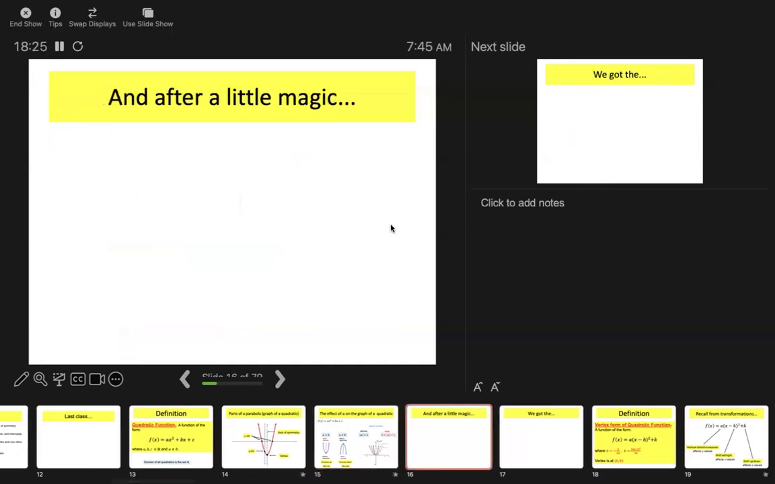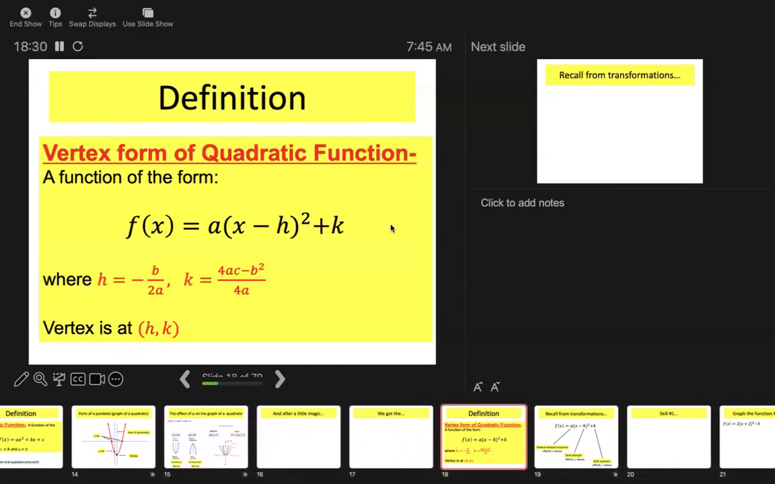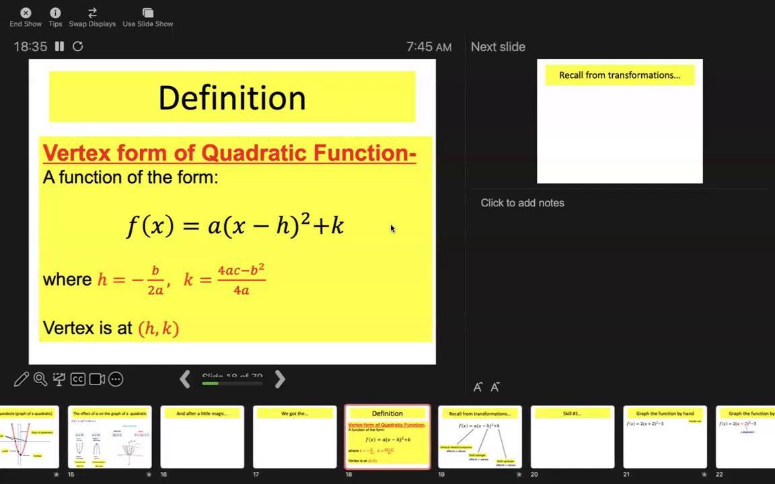All right. Then we started to do, after a little bit of magic, we got to the definition of the vertex form. And I said yesterday we weren't going to write this formula down, but today we will be using this formula right here to do something. So don't write down yet. We'll get to it. But if it's in vertex form, it looks like this. You can identify it because it has parentheses and a square. On the inside, it's the opposite of h. That's your x value of your vertex. And on the outside, k, not negative or opposite, is the y value of your vertex.